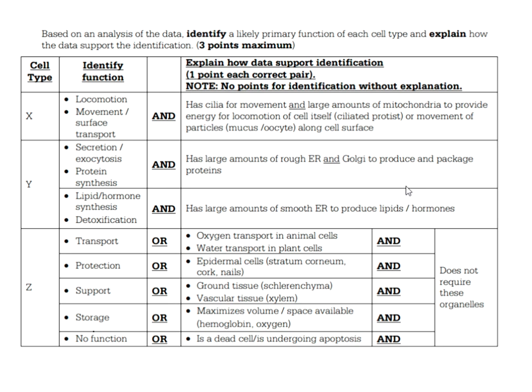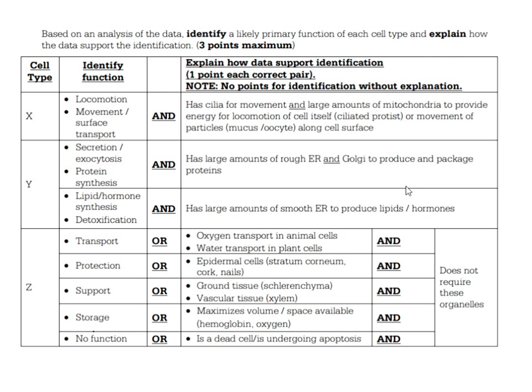Protection was also an acceptable answer here with the backup that epidermal cells, so like your cells on your skin, the stratum corneum, or your nails, those cells tend to, as they age, have less and less organelles in them because they're basically becoming dead, so they do not require any of those organelles. Support is also an acceptable answer here if you reference ground tissue or vascular tissue in plants, because it does not require, again, these organelles. And then storage was also acceptable if you talk about how not having those organelles maximizes the volume and space that's available inside the cell.